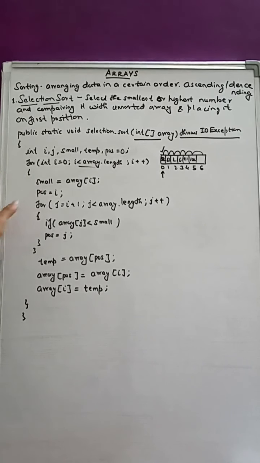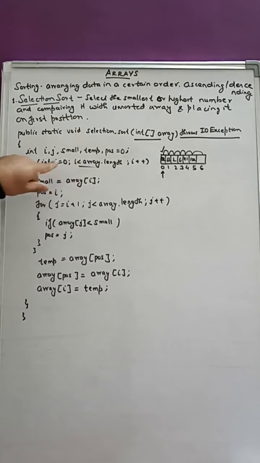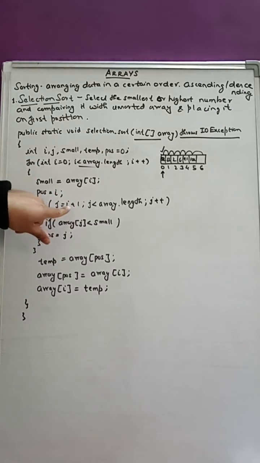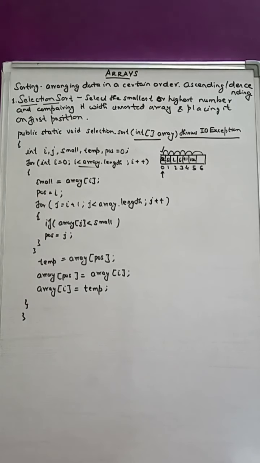And then in this loop, what will happen? Because we have to start comparing it with a number, over here in this loop we have j is equal to i plus 1. So suppose the value of i is equal to 0, the comparison will start with the first index. So here j is equal to i plus 1, this will be 0 plus 1, that is equal to 1. So j will be equal to 1.